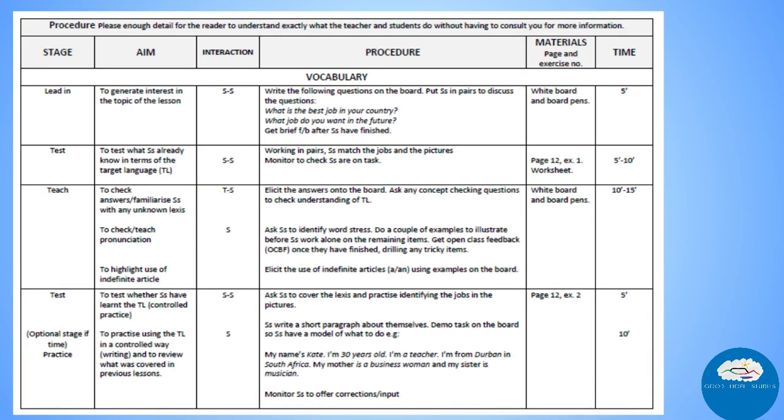And so here's an example of one of these that's been filled in. So you can see the stages listed there. Then we've got aims, the interaction. So we just use a code. So SS would be student to student, so that's pair work. TS would be open class, so the teacher addressing the whole class. S would be a student working on their own.